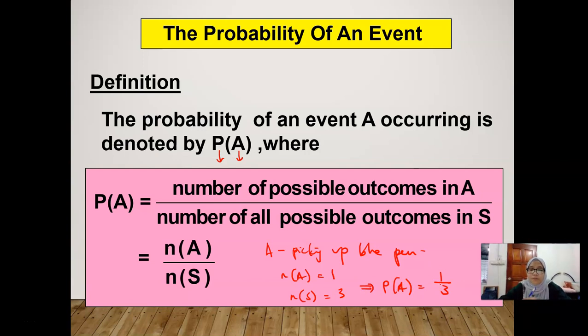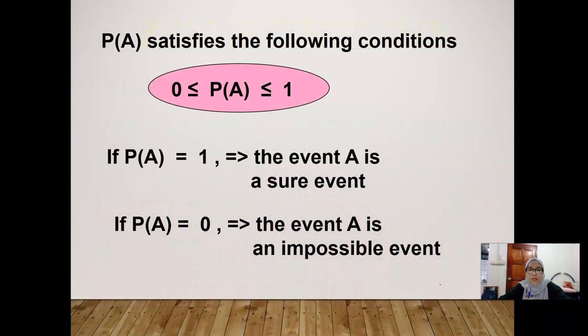Clear? Alright. P satisfies the following condition. Probability must be from 0 to 1. If more than 1, that is an impossible event.